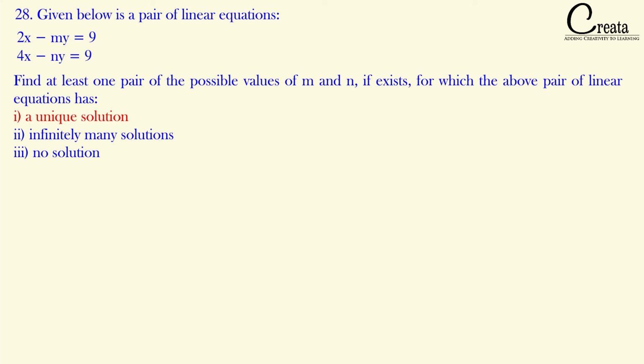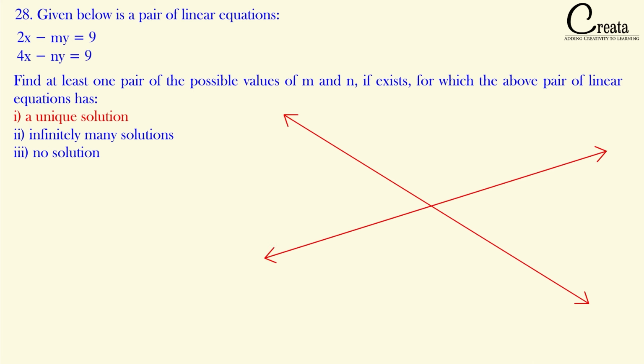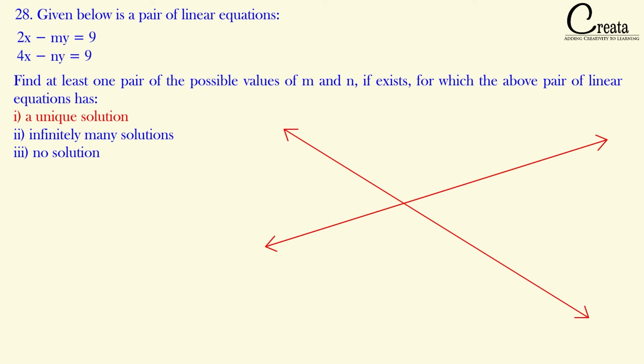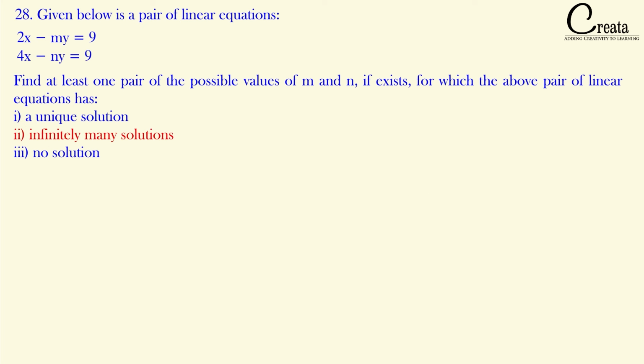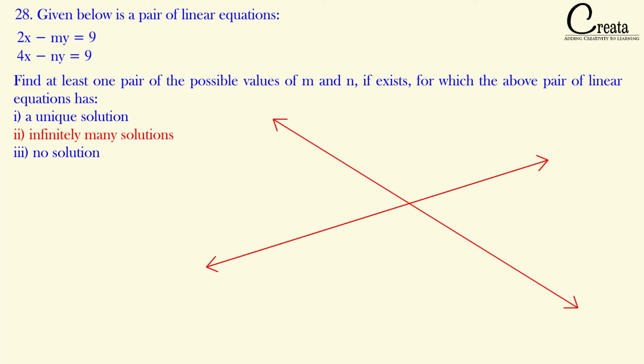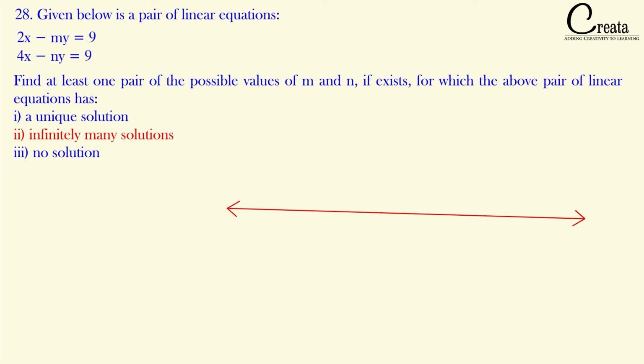First, a unique solution. Unique solution means that two lines are intersecting with each other. Suppose these are the two lines and they are intersecting with each other. This intersecting point is the unique solution, that is a solution of both the equations. Second, infinitely many solutions. It means that two lines are intersecting at many points. That can only be possible if the two lines are overlapping with each other. So in the second condition, the two lines are overlapping, so they have infinitely many solutions. Got it? In the first case, the unique solution, the two lines are intersecting at one point. In the second case, the two lines are overlapping with each other.